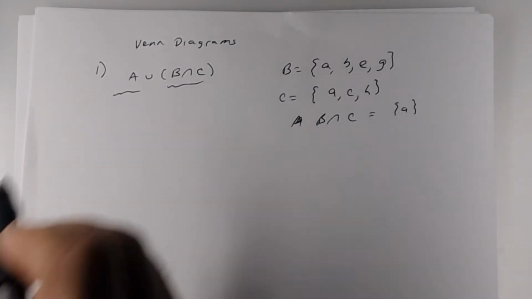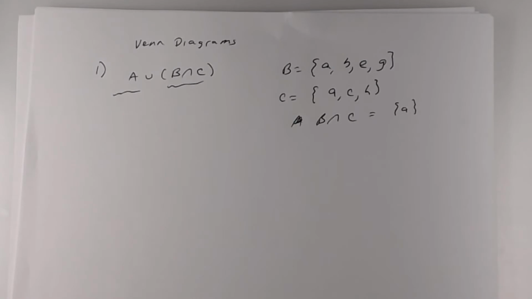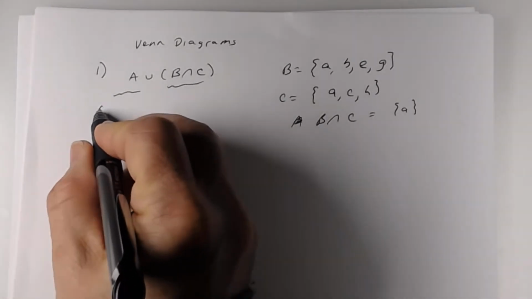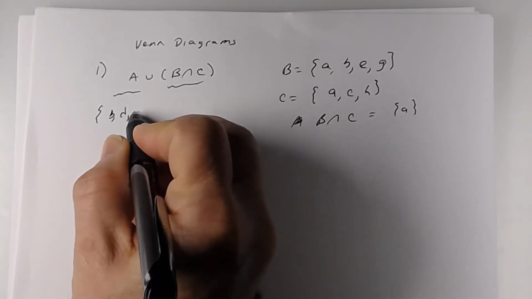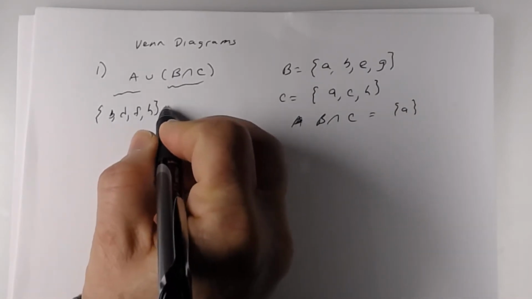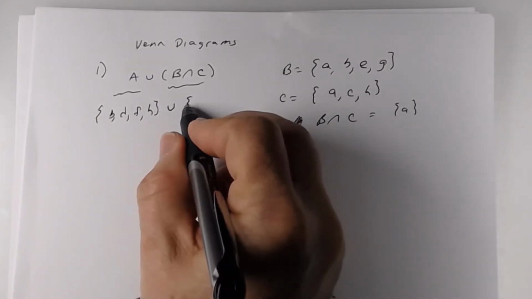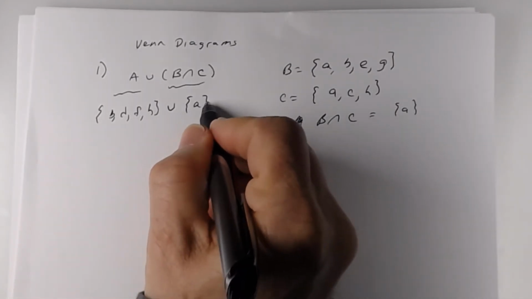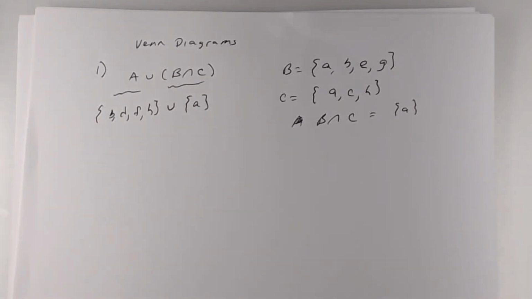Now let's talk about A. Let me write A out. What are the elements of A? It's B, D, F, and H. And I'm union-ing this with that set, A. Okay, so that's what I have. Now, what does union mean? Yeah, you combine them all. Whatever's in one set and whatever's in the other, you put them together. And you only list them once. If they occur more than once, you list them once.